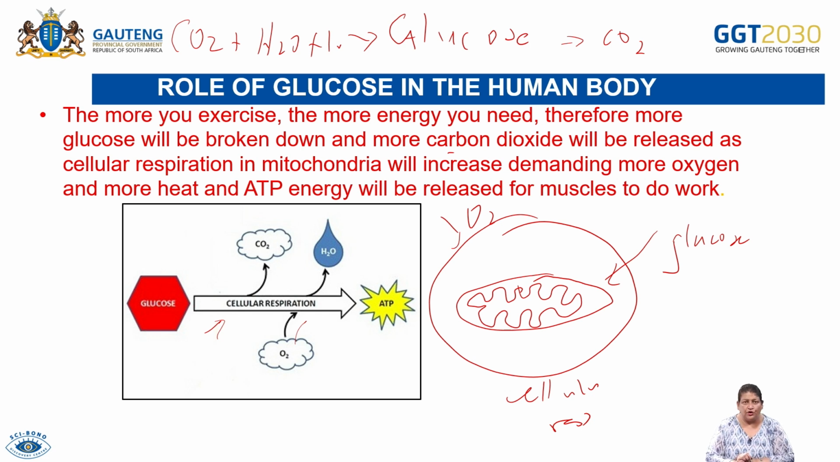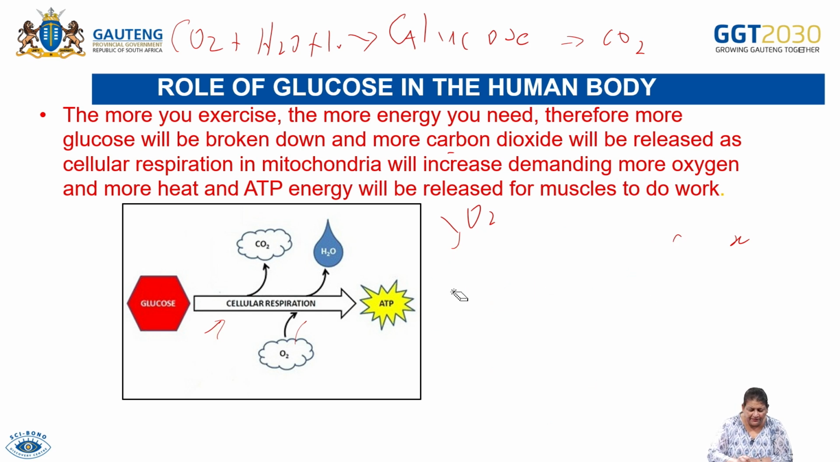So this is the role of glucose, that it is broken down during cellular respiration to give you energy, and that the more active you become, the more energy you'll use, the more glucose you'll use. More glucose will be broken down, and it's going to release more CO2. Now, you know CO2 cannot stay in the body, right? So what do we need glucose for?